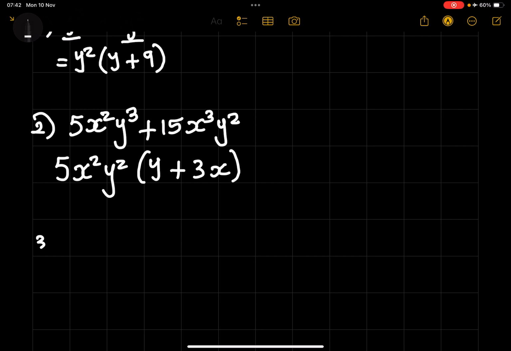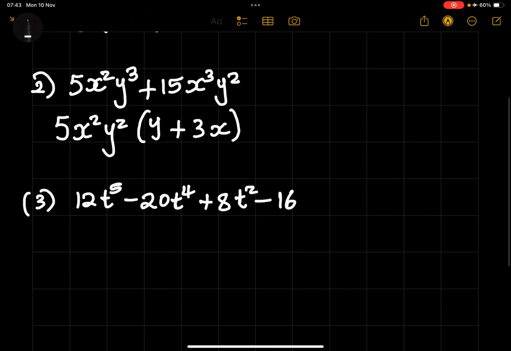Let's go to number 3. On number 3, we have 12t to the 5 minus 20t to the 4 plus 8t squared minus 16. Then here, ladies and gents, firstly, we check. We have the highest common factor of 4 because 4 can go into 12, into 20, into 8, and into 16. But t is only in the first 3 terms but not in the last. So we cannot take a highest common factor that has a t. So the only highest common factor is 4.